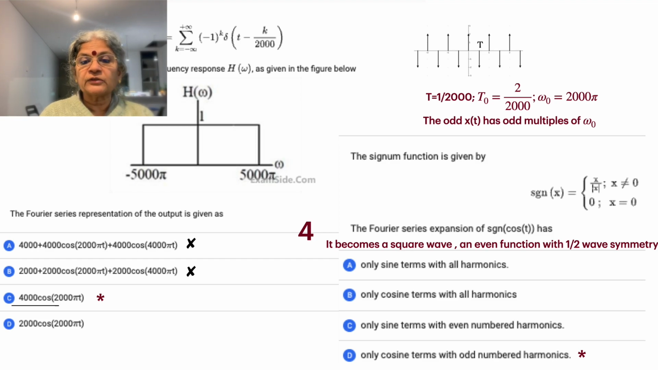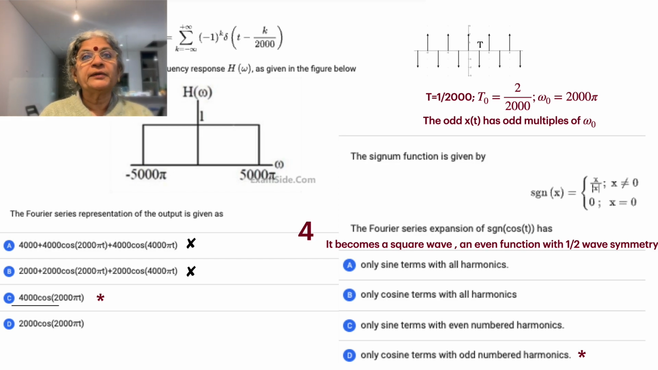So you're getting a square wave. Since at x equal to 0 we have cos 0 equal to 1, we see that we are having a square wave. Not only that, whenever the value goes to 0, it's equal to 0. We are having a square wave which is an even function with half-wave symmetry.